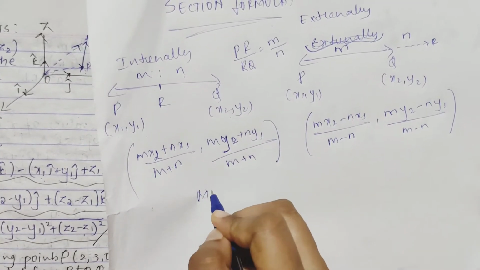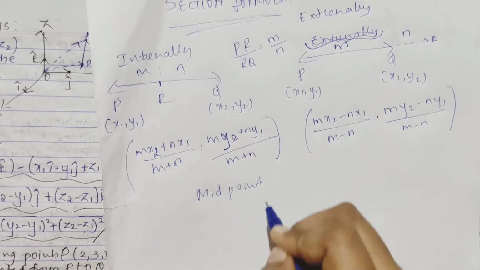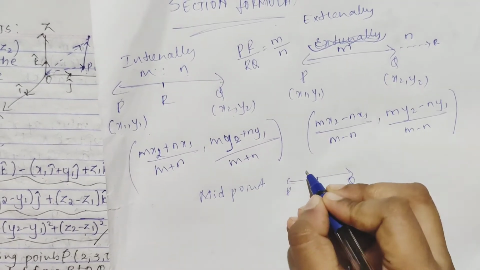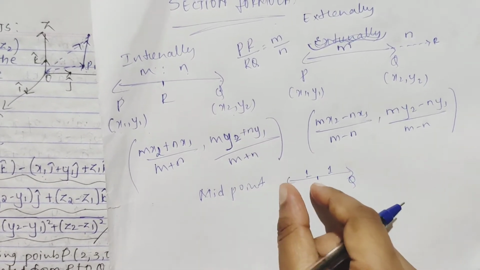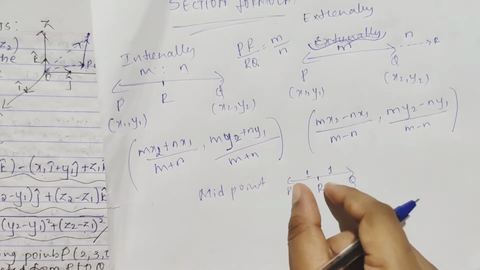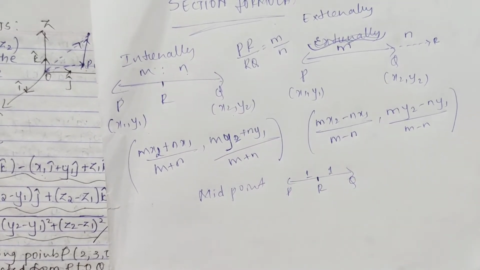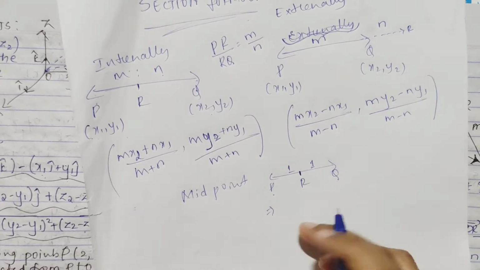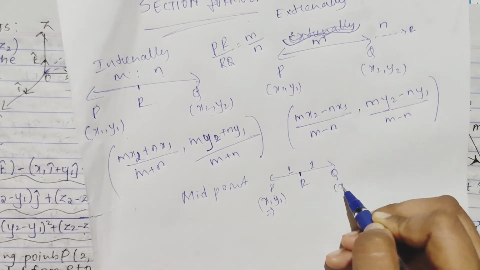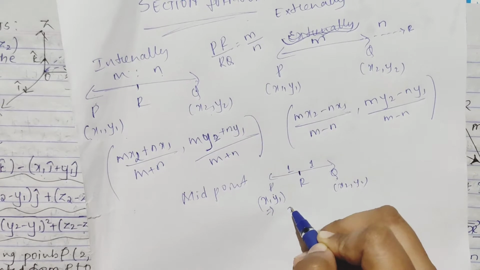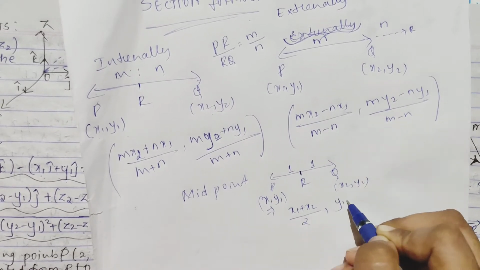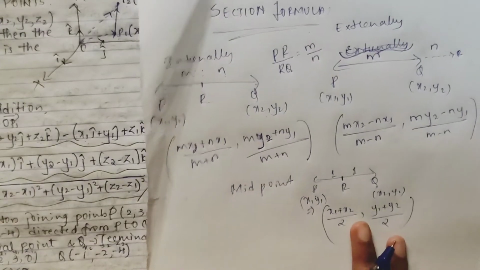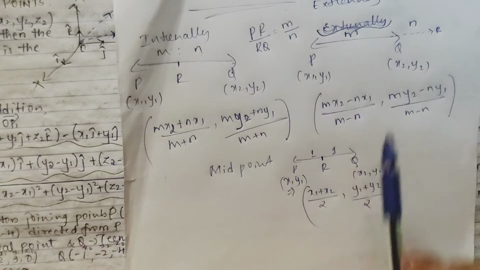And if they ask you for the midpoint, how would it be? For P and Q, midpoint means equal ratio, right? Now 1:1. If you are taking 1 unit, both will be the same. To find the midpoint of anything, you add and divide by 2, right? So if this is x1, y1 and this is x2, y2, it will be (x1 plus x2) whole divided by 2, and (y1 plus y2) whole divided by 2. So this is how we do our formulas internally, externally and for the midpoint.